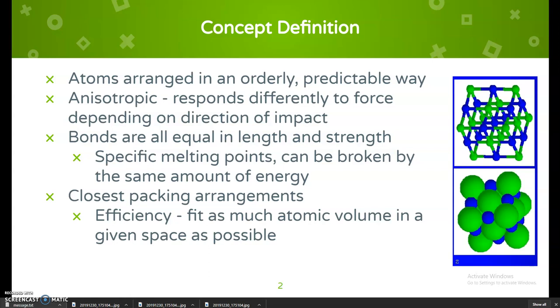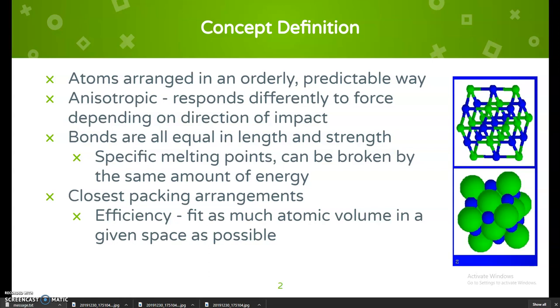The opposite of a crystalline structure is an amorphous structure, and so amorphous structures are known as isotropic, which means they respond the same way no matter what the direction of impact is. When compared to amorphous structures, crystalline structures are also generally more brittle, and they can break easier.